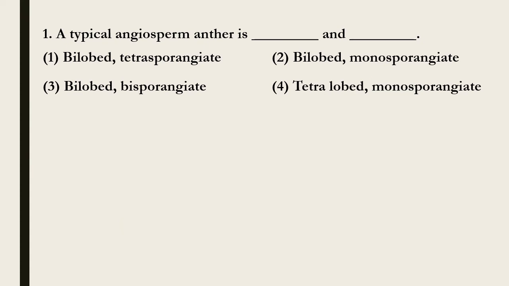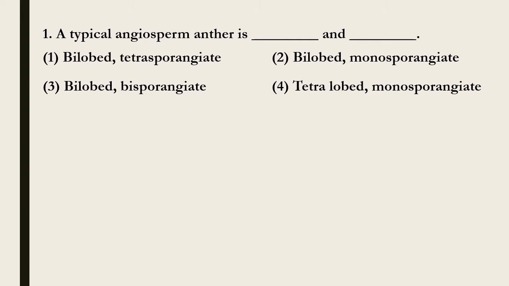Question number 1. A typical angiosperm anther is: option 1, bilobed tetrasporangiate; 2, bilobed monosporangiate; 3, bilobed bisporangiate; 4, tetralobed monosporangiate. So it is a direct point.